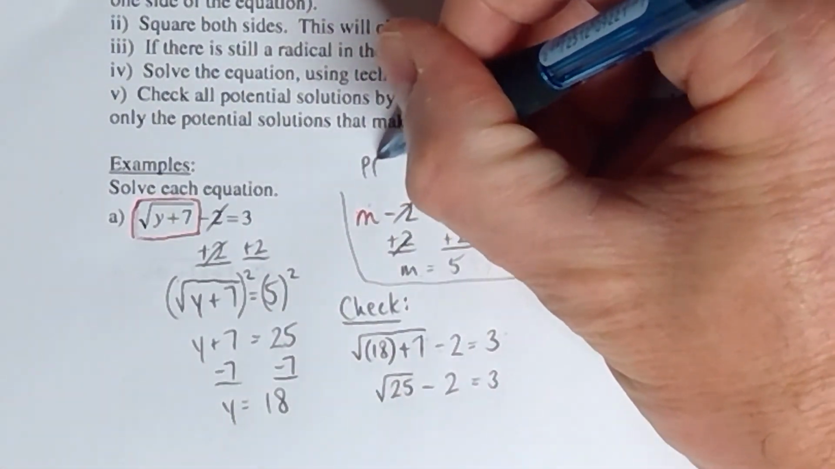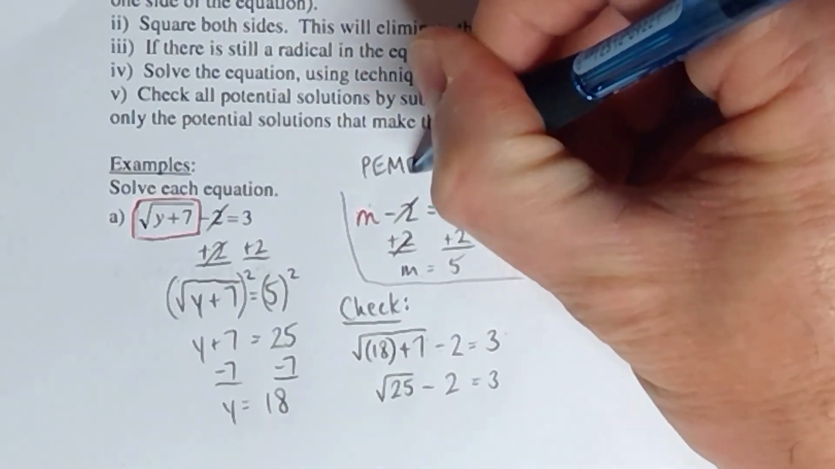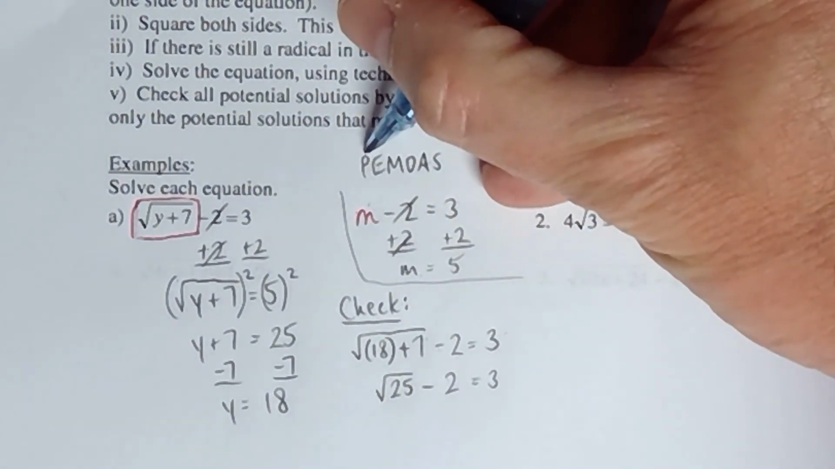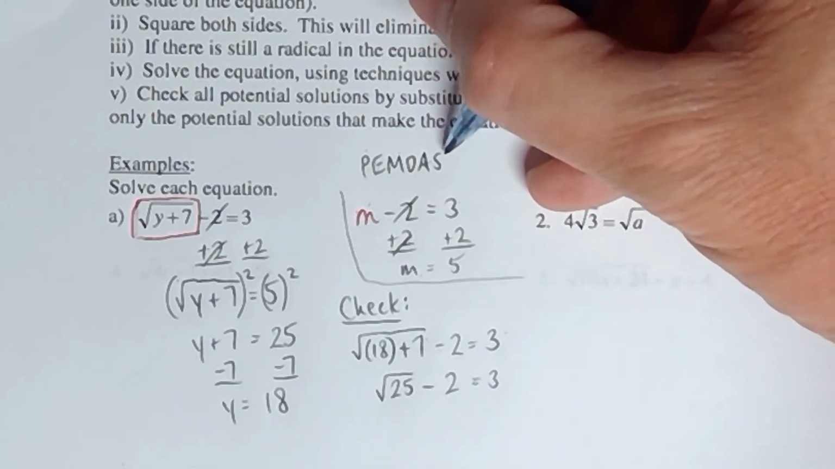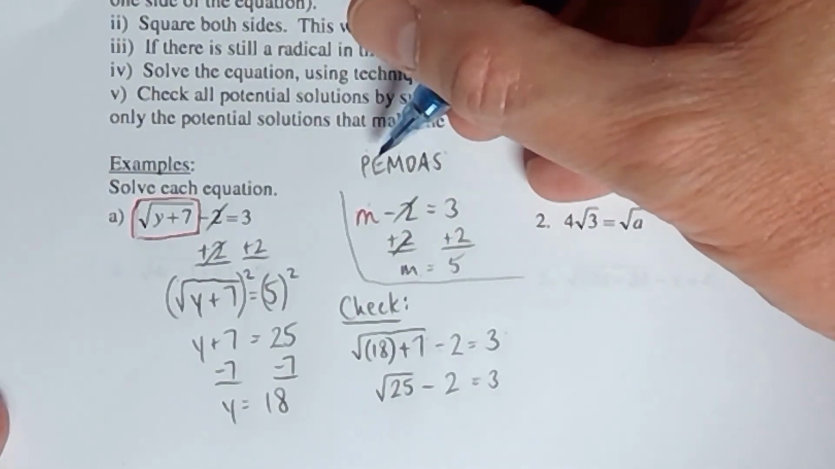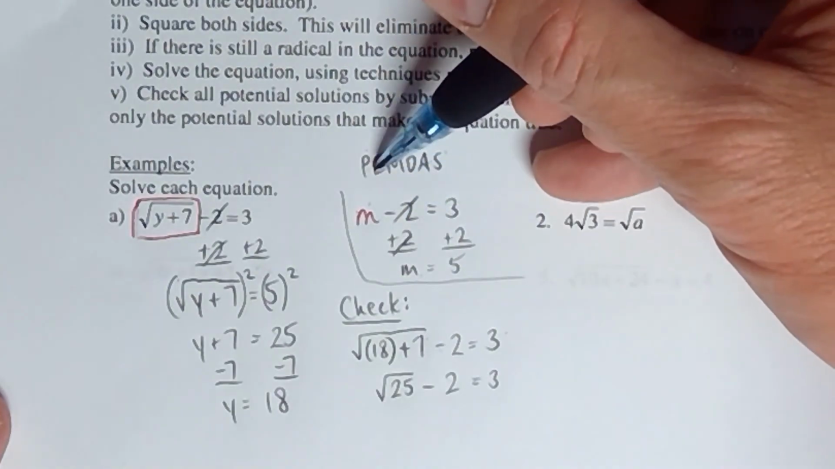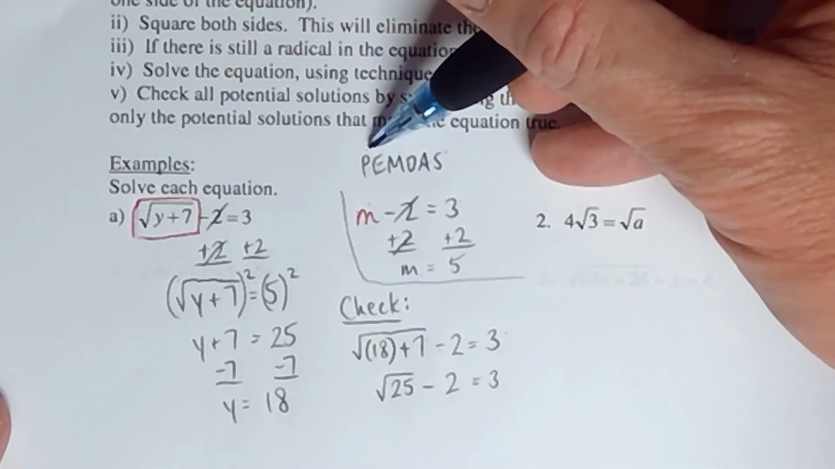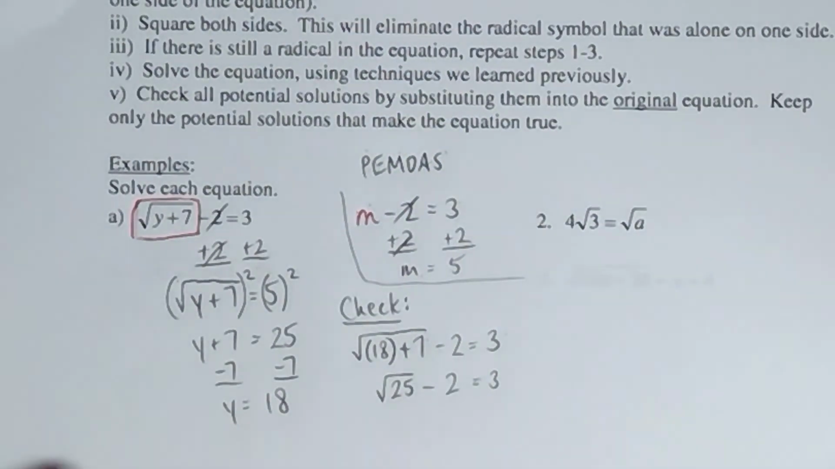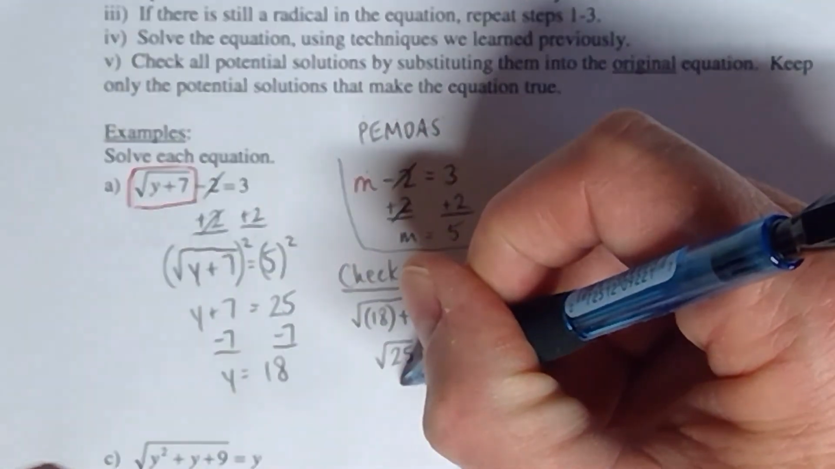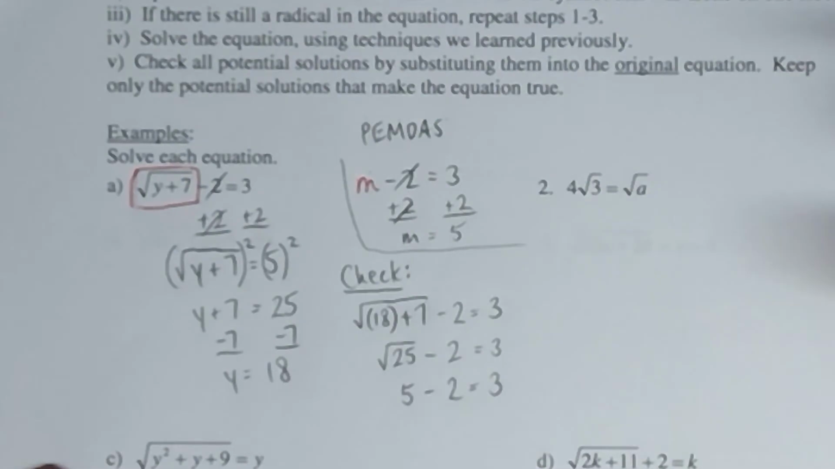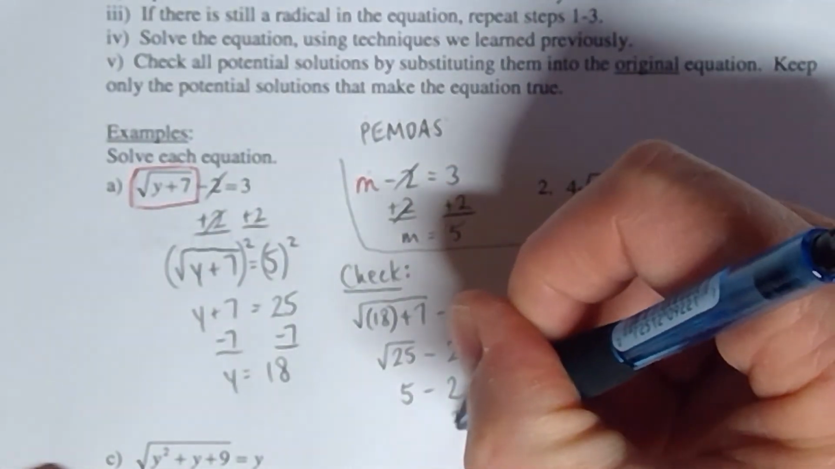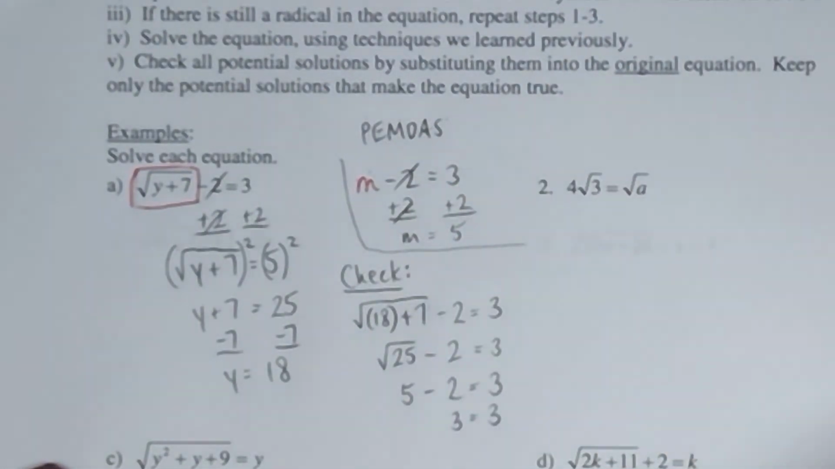So again, PEMDAS. But the inside of a radical is like the inside of a parenthesis. That's why we do that first before we do any of this other stuff, multiplication, addition, subtraction, any of that. But you have to figure out the radical right after you figure out the inside of the radical. So you're kind of still in the parenthesis category until you figure out what that radical is, which is 5. And then we subtract, and you can see that this is true. 3 is equal to 3, right?